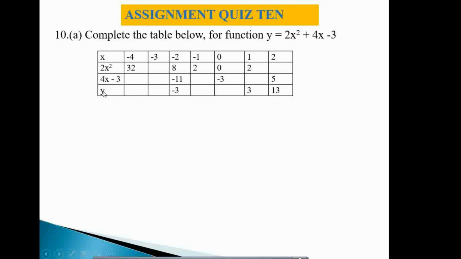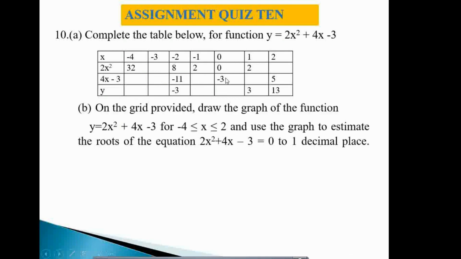Then you can go ahead and get the values of y. When you're getting the values of y here, ensure that you don't add the ones on the x side. So you start adding from 2x squared. Add this, that, this, these ones that I'm pointing at. Once you've added those, you'll be able to get the values of y.